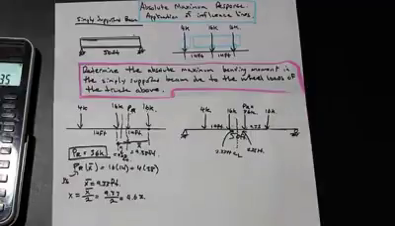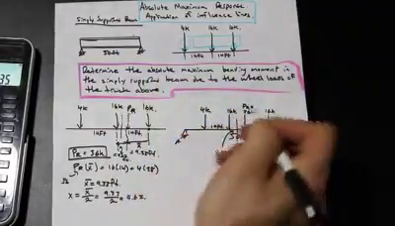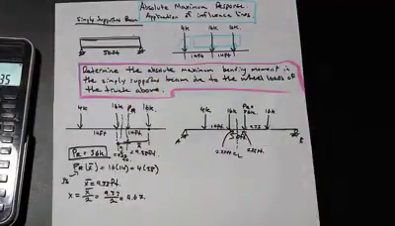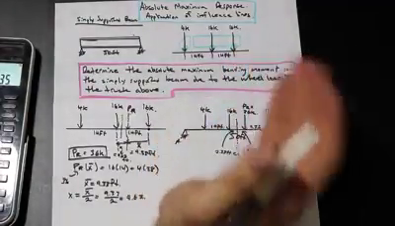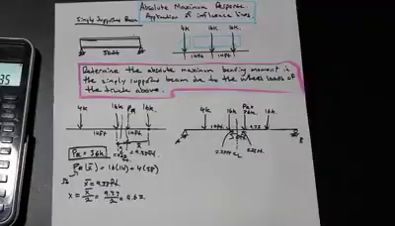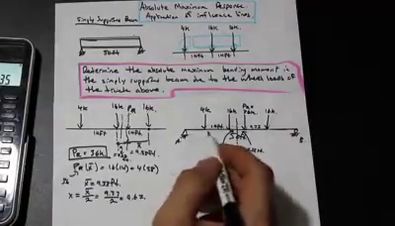Now all we need to do is calculate the vertical reaction. We'll call this A and we'll call this B. We need one vertical reaction in order to solve this, because what we're going to do is cut the beam and solve for the maximum bending moment and the value of it. So let's solve for A here.